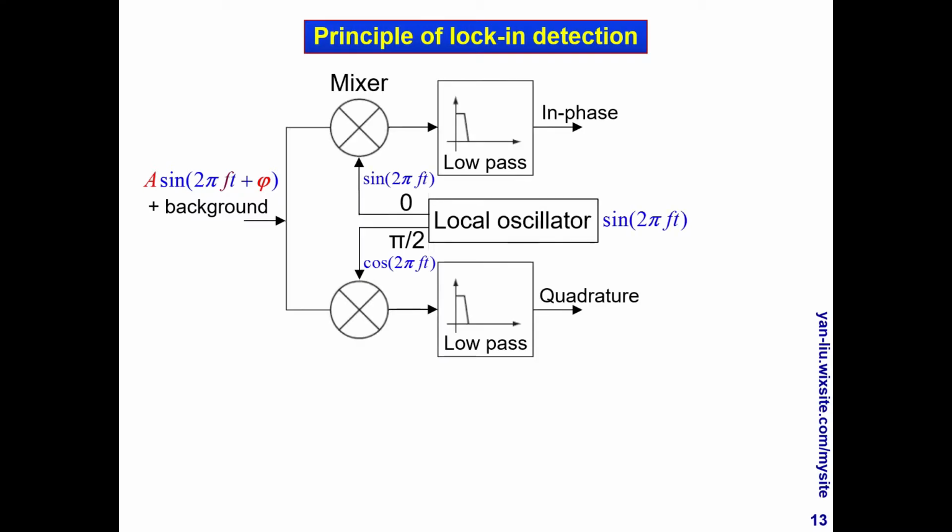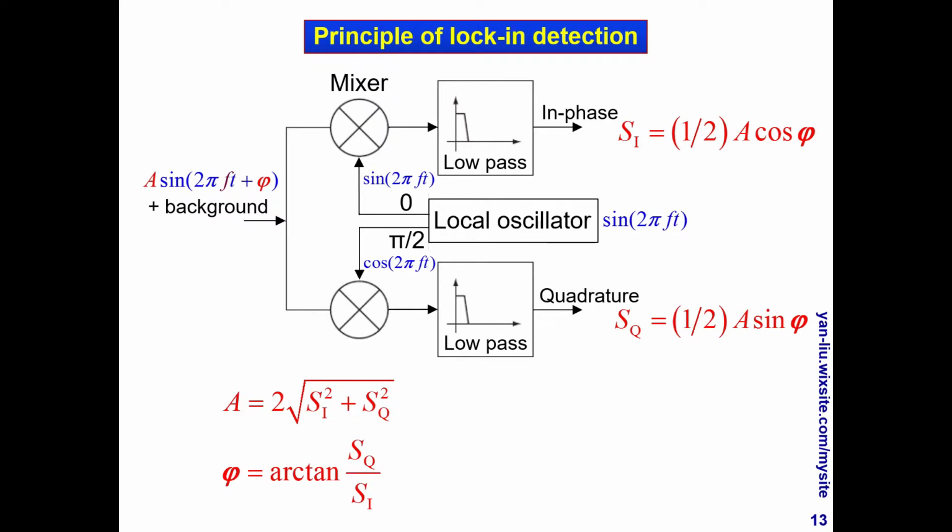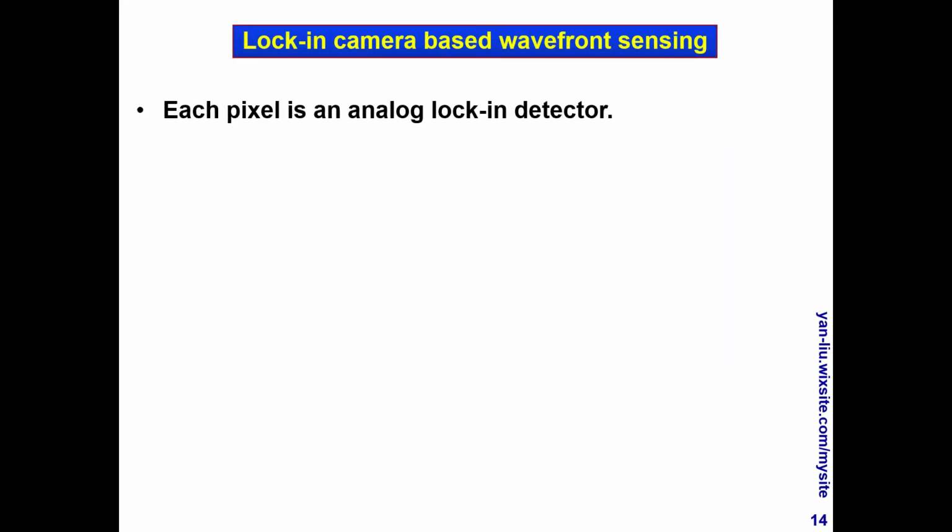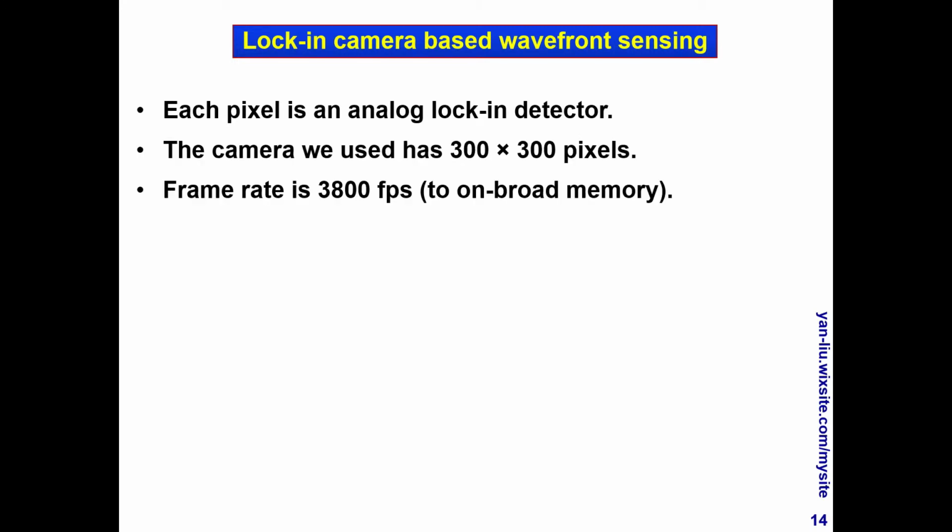After passing through this lock-in circuitry composed of local oscillators, mixers, and low-pass filters, we get two numbers, which are the in-phase and quadrature signals. From them, we can reconstruct the amplitude and phase of the target signal. A lock-in camera is a camera in which each pixel is an analog lock-in detector. The camera we use has 300 by 300 pixels and a frame rate of 3,800 frames per second.